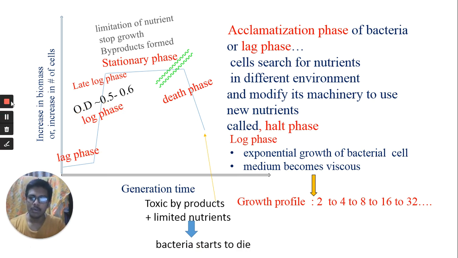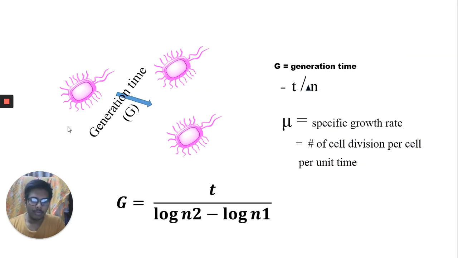In a later video we will discuss the various fermentation processes. This is very important for bacterial cell culture. Here you have to remember one thing: the generation time. In the log phase, one bacterium becomes two bacteria, 2 to 4, 1, 2, 3, 4, like this. So a very important term for exam purposes is the generation time.